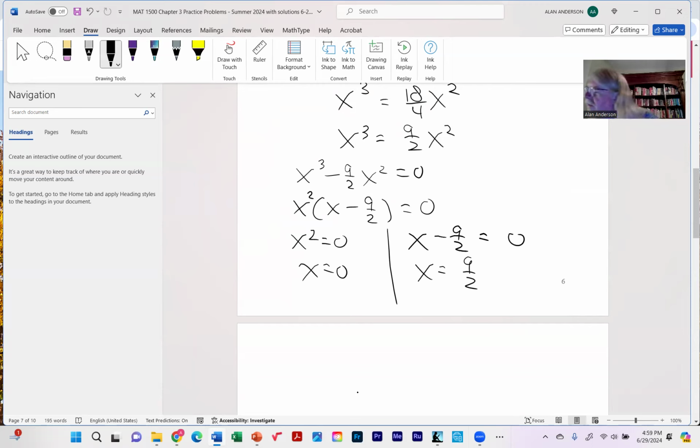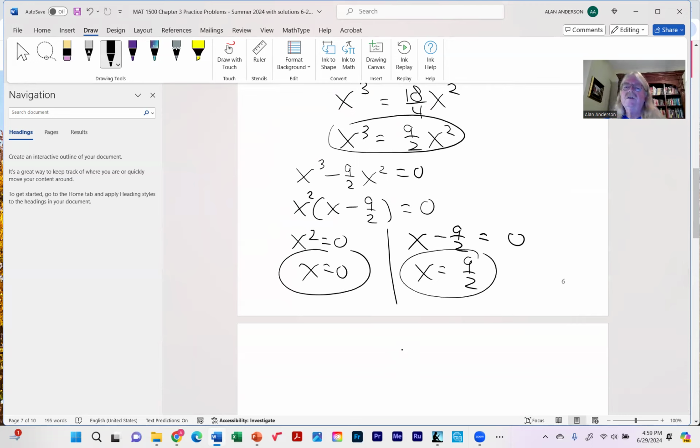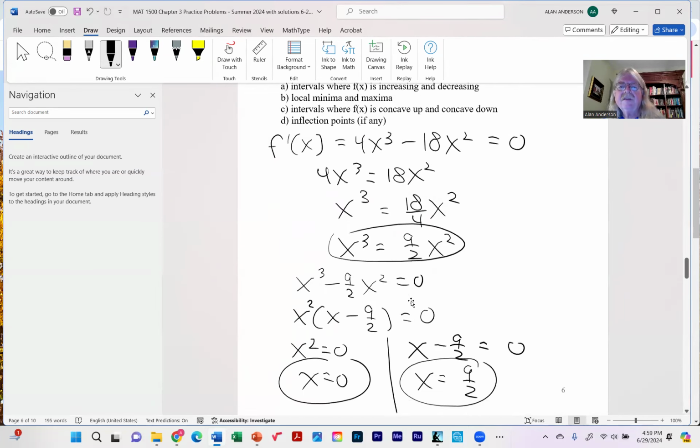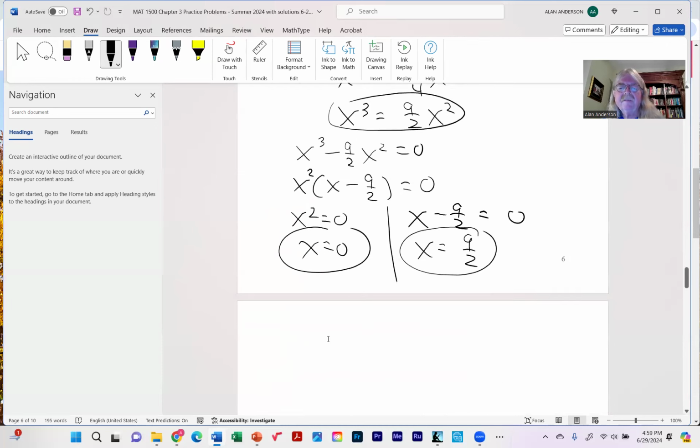All right, so this is the kind of case where, if we just divided both sides by x squared, you would have been left with x equals 9/2, but you then would have overlooked the fact that 0 also solves this equation. So sometimes it's easier to break it up and factor it rather than solve it directly. So we do have the 2 critical points. And so what we're going to do is test them to see if they are maxima or minima.